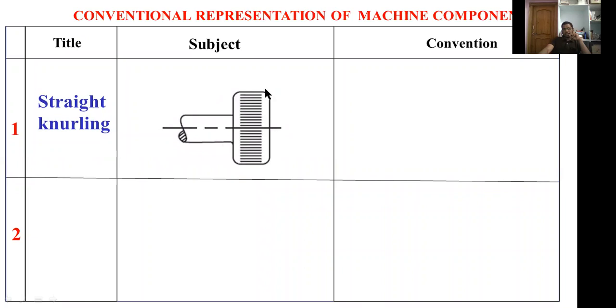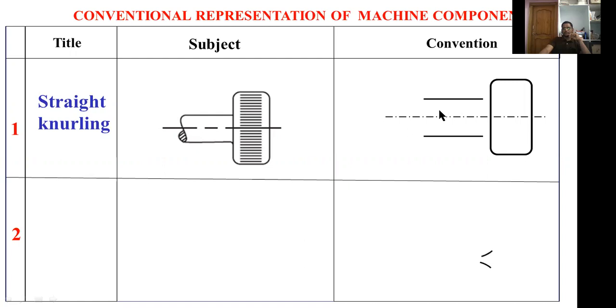This one is a straight knurling on a shaft. This is the conventional representation of a straight knurling. For this, I am drawing first this wheel. Then after I am drawing this shaft. This is the axis of a shaft. Now, in real time, all these straight lines you have to draw.